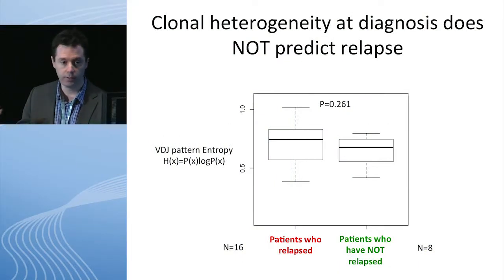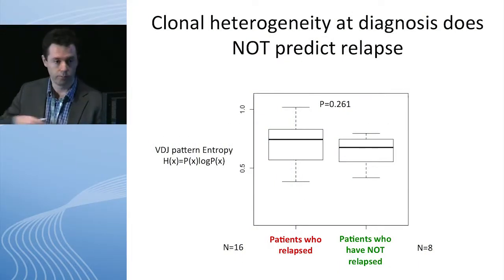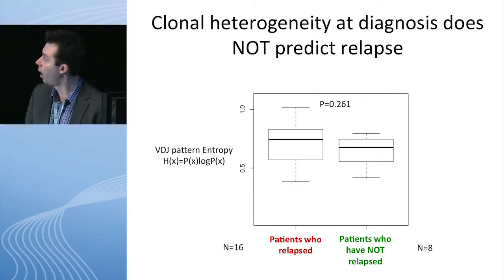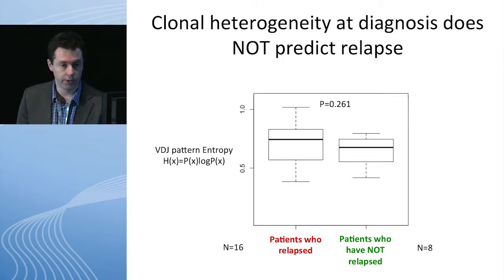We can ask whether clonal heterogeneity, measured using VDJ pattern differences, predicts relapse. And it turns out not to be the case, at least in our hands. We don't see any difference in the probability of relapse. The patients who relapse and patients who don't relapse have the same level of clonal heterogeneity. So we're interested in looking at other things.